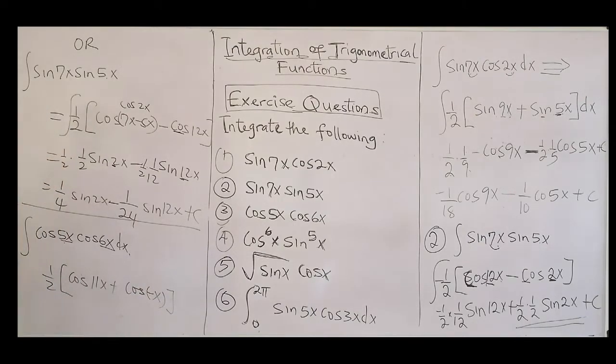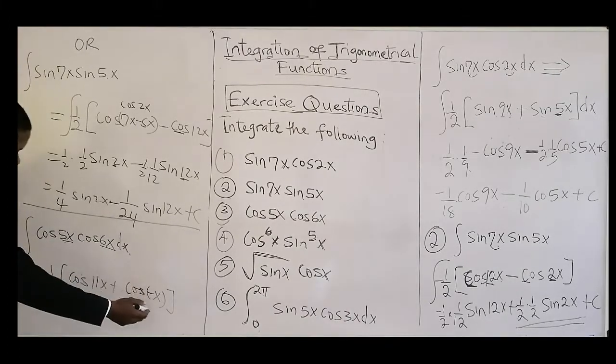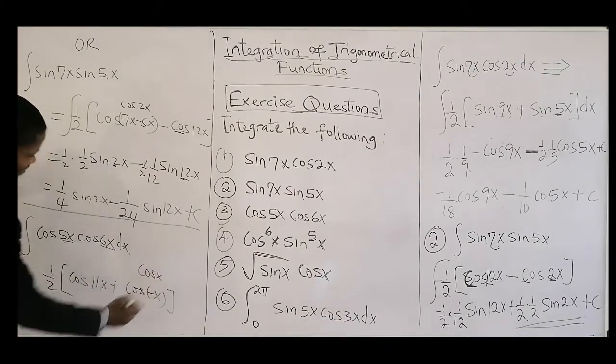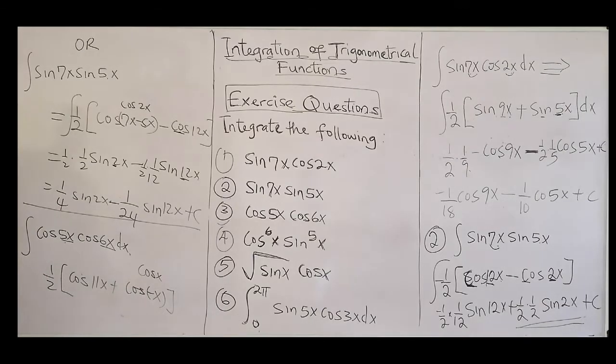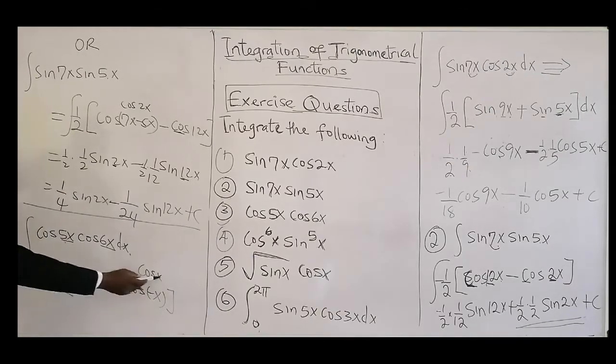Okay, yeah, and don't forget that cos minus x is the same thing as cos x. So we don't have to bother ourselves. Cos minus x is the same thing as cos x. Okay, cos of a negative angle is positive.